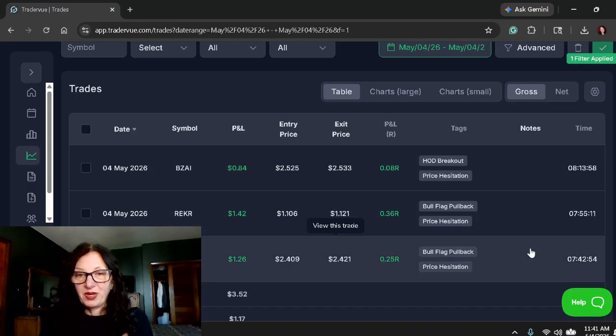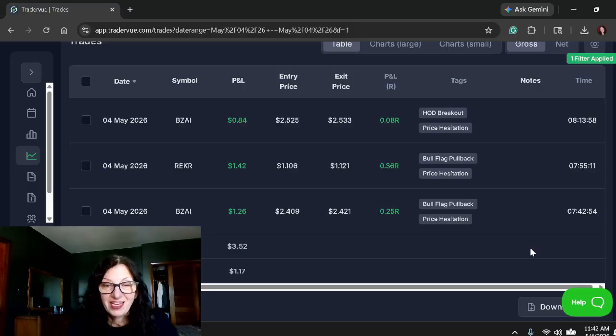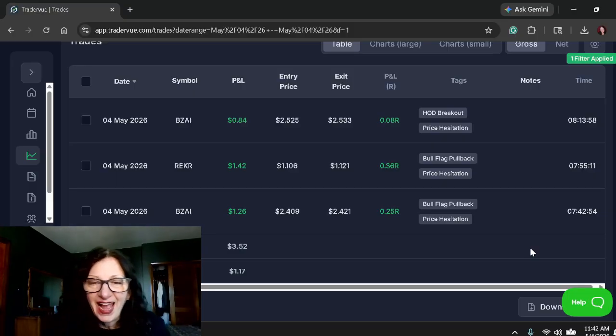And what I'm doing on TraderView is I'm really dialing in on the tags. Okay, I had like good process, bad process, and honestly, that just wasn't descriptive enough. And I am focusing on really being data driven.